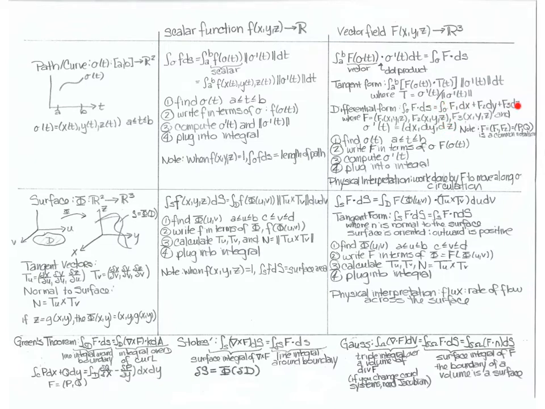Then you can write this path integral in this form here, where you take f1 and you multiply it by dx, you take f2 and multiply it by dy, and f3 and you multiply it by dz. And remember, f1, f2, and f3 all end up being scalars once they're evaluated.